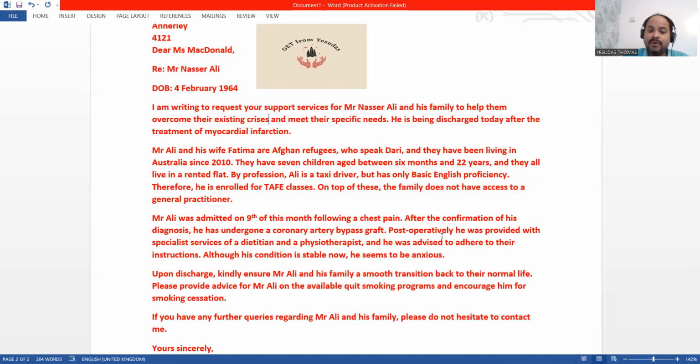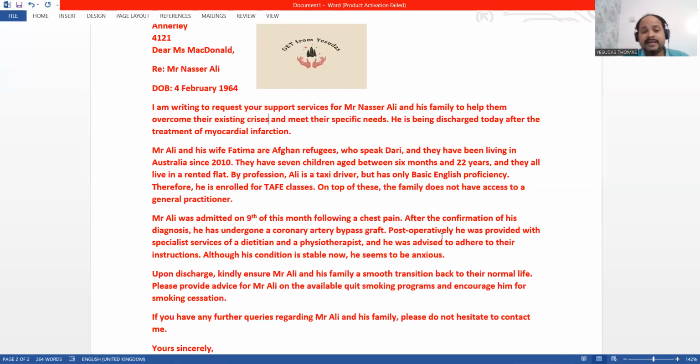Therefore, he's enrolled for TAFE classes. So we have all 4 sentences here, and on top of these, we are concluding that particular paragraph. On top of this, the family does not have access to a general practitioner. So the 5 sentences are well connected and the paragraph is closed there.